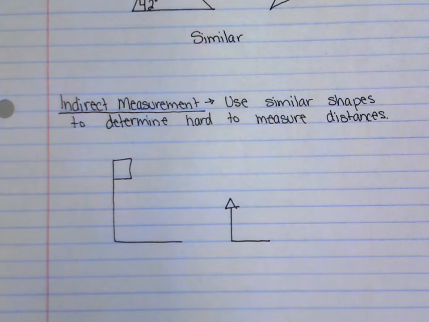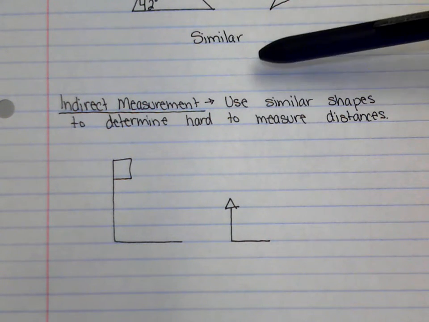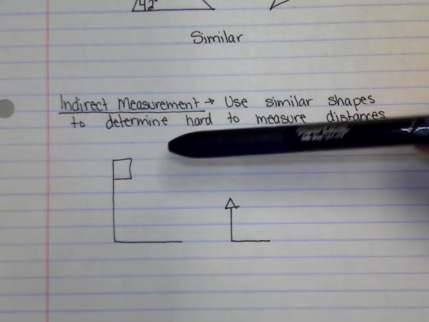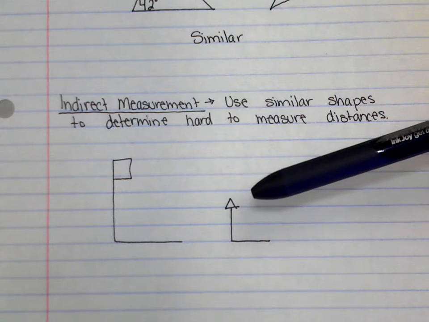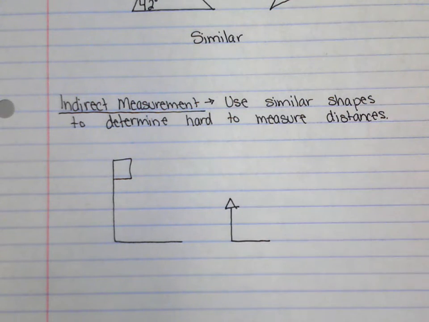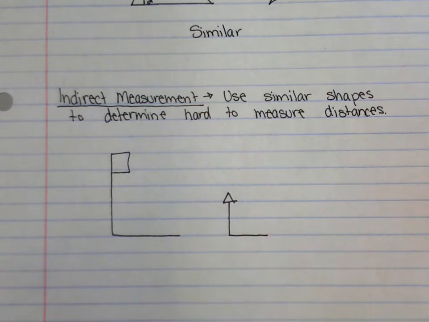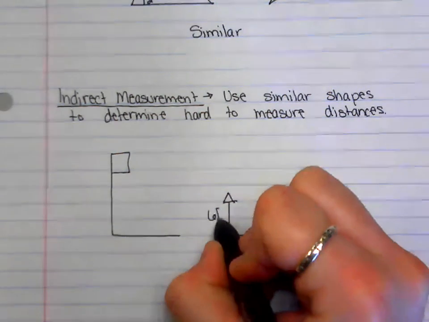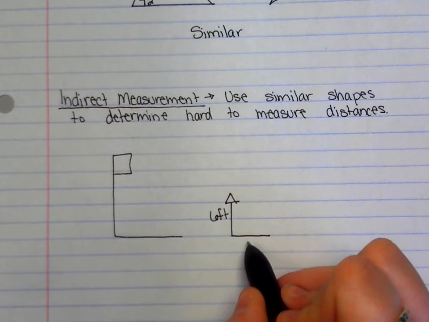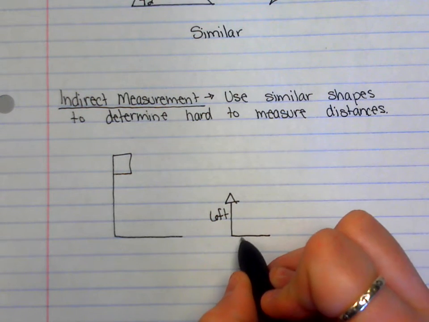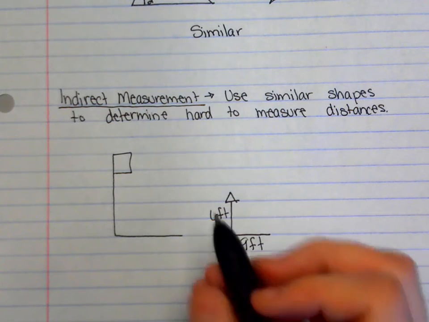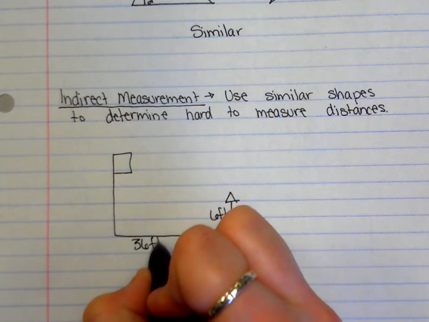All right, so using what we know about similar triangles, we can do something called indirect measurement. It's when you use similar shapes to determine hard to measure distances. So I have drawn right here a flagpole and a road sign. Now, realistically, a flagpole is not going to be super easy to measure, but a road sign is pretty easy to measure. So I'm going to tell you that we measured the road sign and it's 6 feet tall. What is also fairly easy to measure would be the shadow that it casts on the ground. So the road sign makes a 9-foot shadow and the flagpole makes a 36-foot shadow.